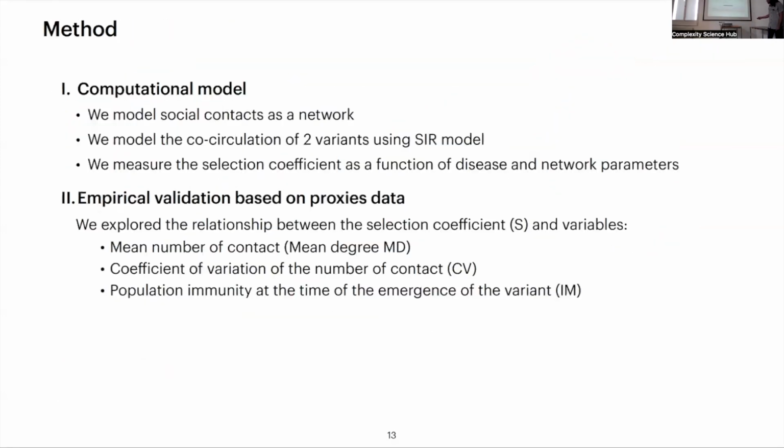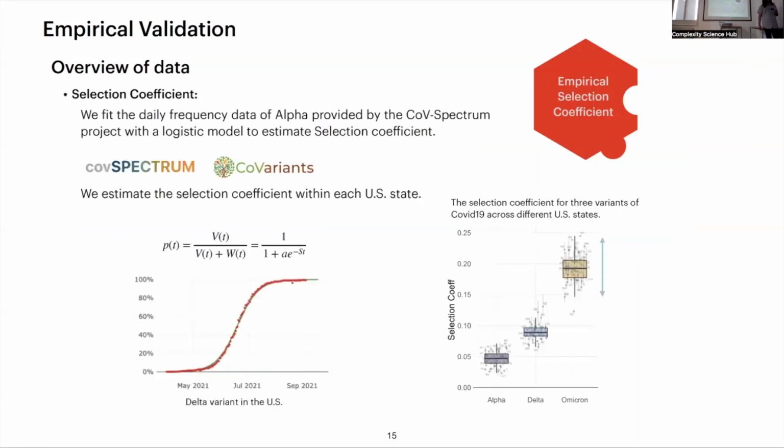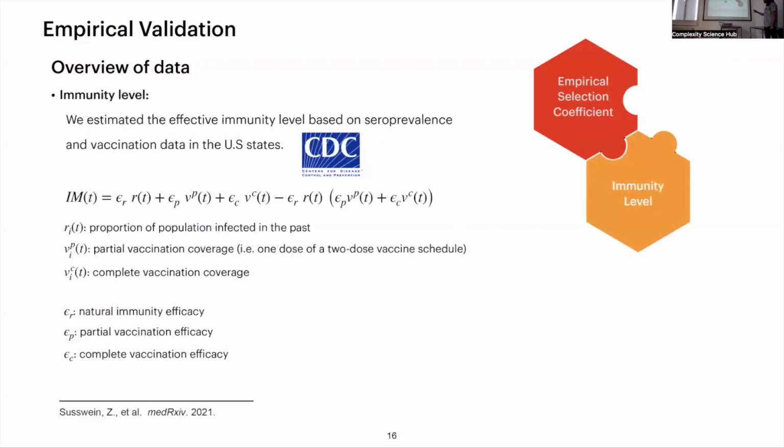Selection coefficient of this variant with respect to the previous variant. Well, yeah, selection coefficient for one variant doesn't mean anything. Yes, so for alpha it is with respect to the historical variant. Okay, well, the next step is to estimate immunity level.